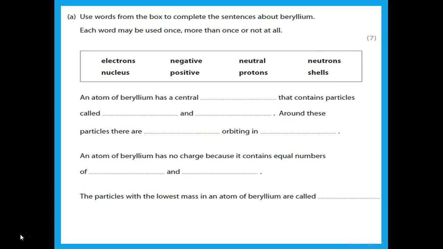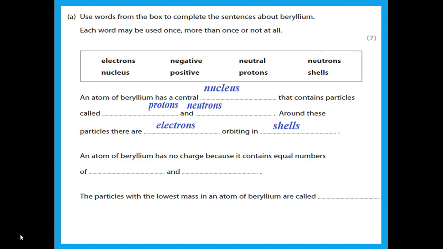Use words from the box to complete the sentences about beryllium. An atom of beryllium has a central what? What's in the center of any atom? A central nucleus that contains particles called what and what? What is inside the nucleus? Protons and neutrons. Around these particles there are electrons orbiting in shells. You're choosing from the words in that box.